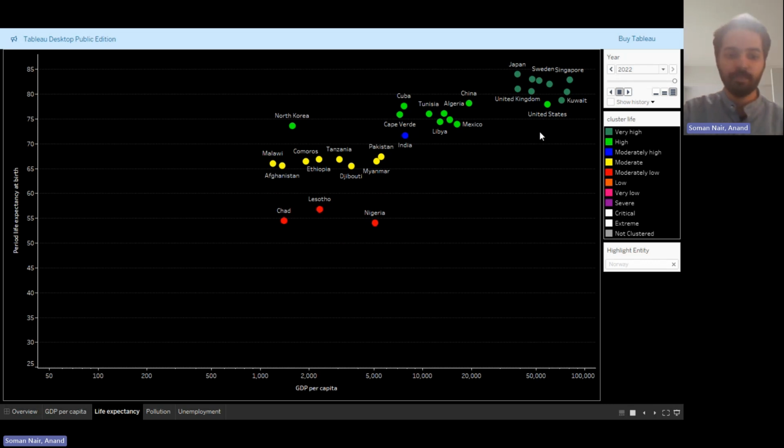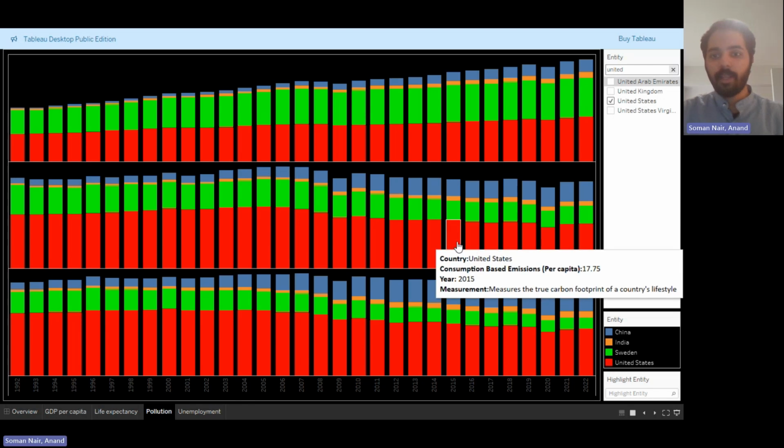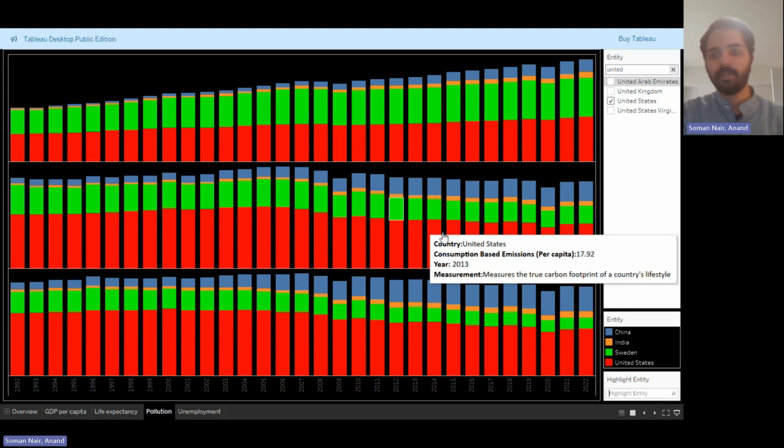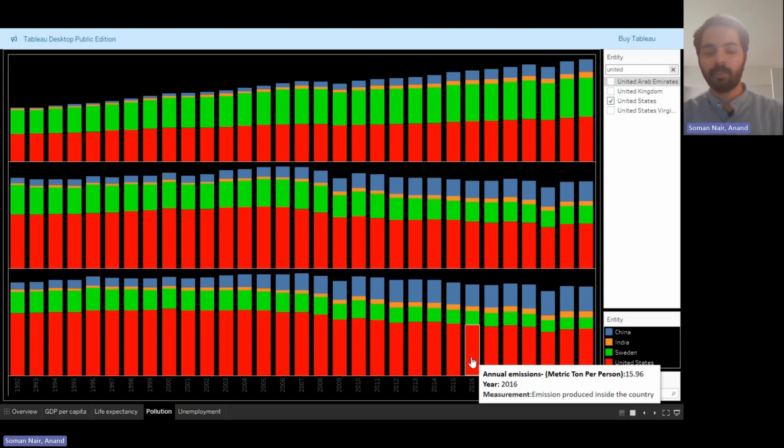Next, we'll go to pollution. So this chart depicts the pollution, that is carbon dioxide emissions, on the consumption basis and the production basis. Consumption basis is for this chart, and it will show how much the country is emitting for the lifestyles of its citizens. So it includes imports also, keep in mind. And for the below chart, it is the production based emissions. That is how much emission is produced by the country based on the manufacturing of products and providing services.